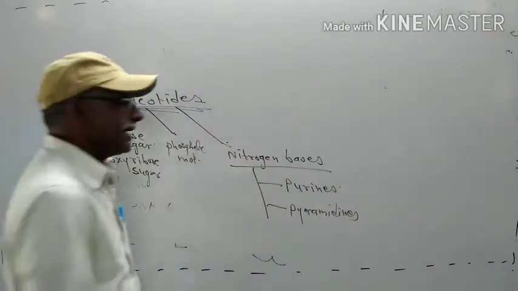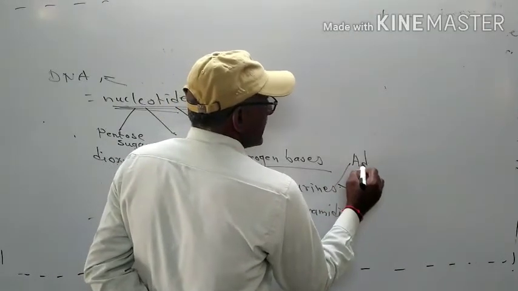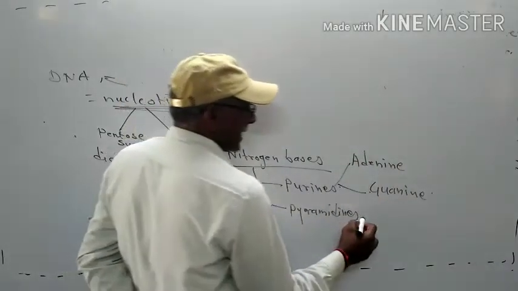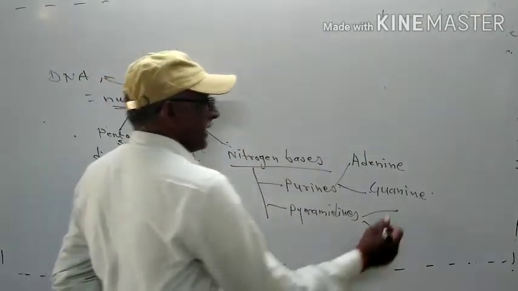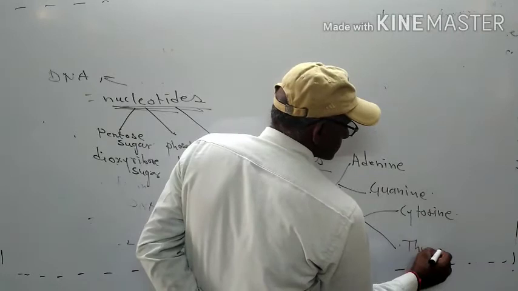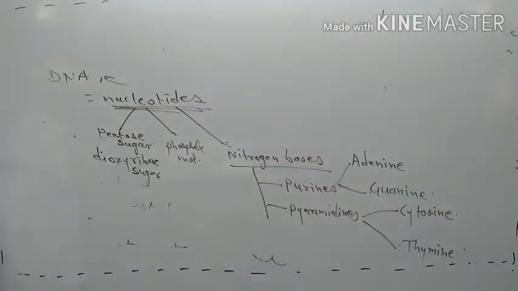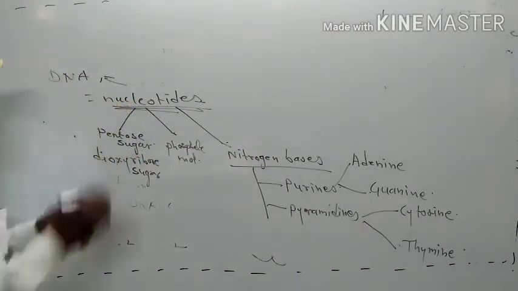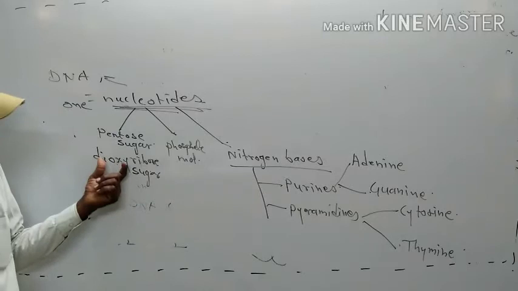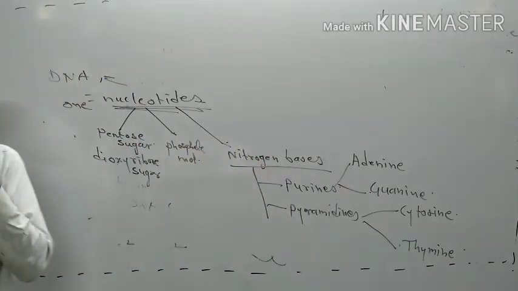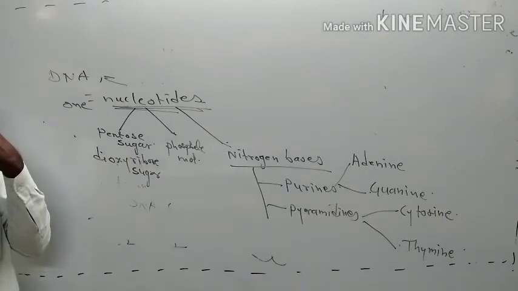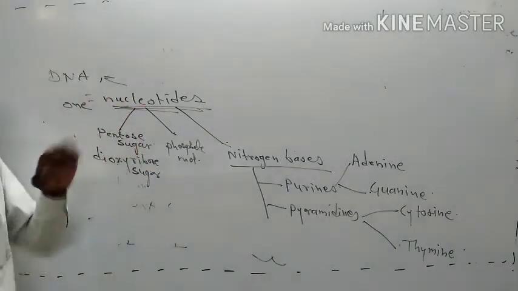Purines have two nitrogen bases, adenine and guanine. Pyrimidines are made up of two nitrogen bases, cytosine and thymine. These are all constituents of the nucleotide. One nucleotide consists of three molecules: deoxyribose sugar, phosphate molecule, and nitrogen bases. Many such nucleotides come together and form DNA.